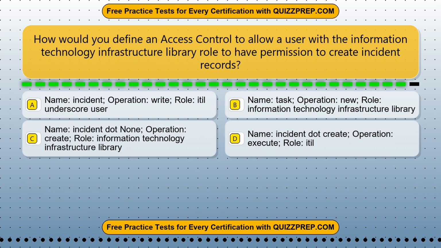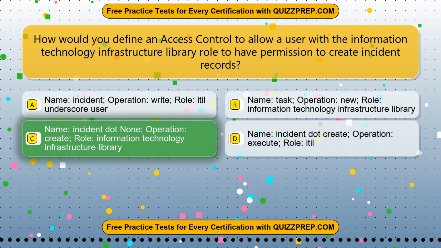Question 183. How would you define an access control to allow a user with the Information Technology Infrastructure Library role to have permission to create incident records? Option A, name, incident, operation, write, role, ITIL_user. Option B, name, task, operation, new, role, Information Technology Infrastructure Library. Option C, name, incident.none, operation, create, role, Information Technology Infrastructure Library. Option D, name, incident.create, operation, execute, role, ITIL.